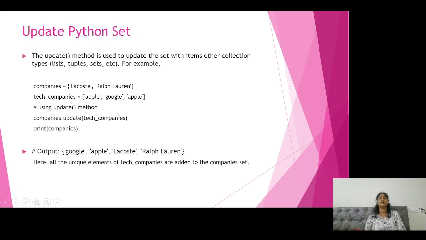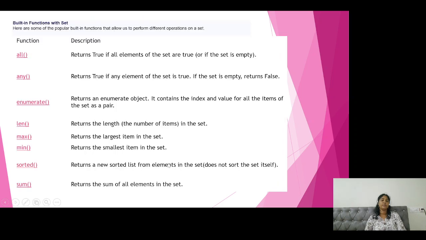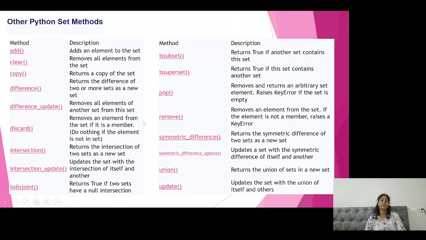If you want to update sets, see here I have companies as one set and the other is tech companies, a list having the elements Apple, Apple, Apple, Google, Apple. Apple is duplicated. When you update companies to add tech companies, the duplicate Apple will be removed. See the output: Google, Apple, and the others. It maintains only unique elements. If you want to remove any element, you can use the discard function. That element can be removed. We'll have many other functions also in order to find the length, max, min, sort. All you can do here. Many other methods are available.